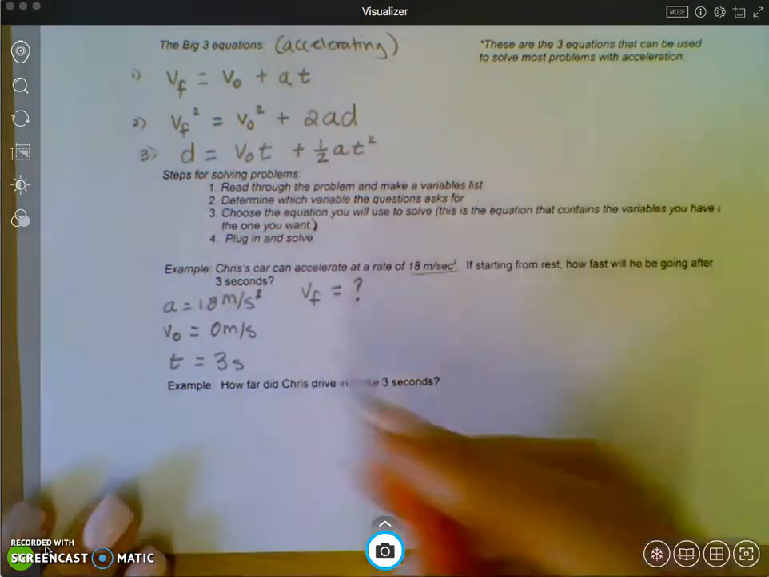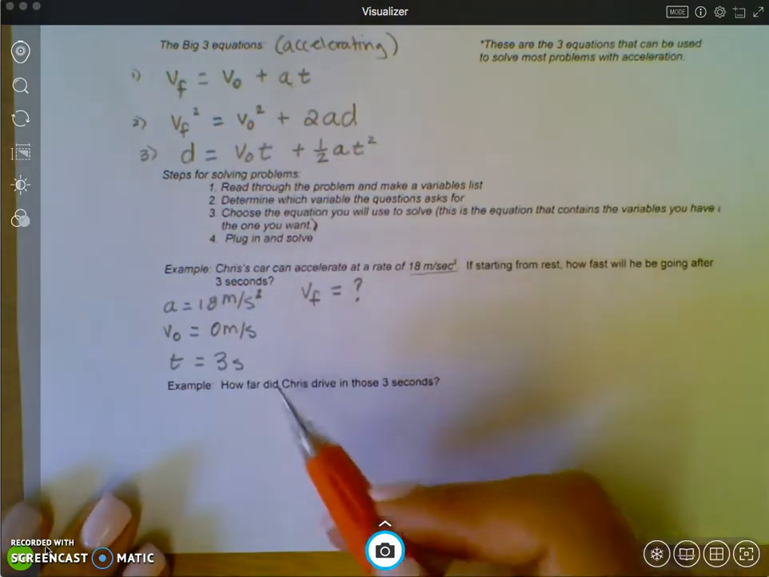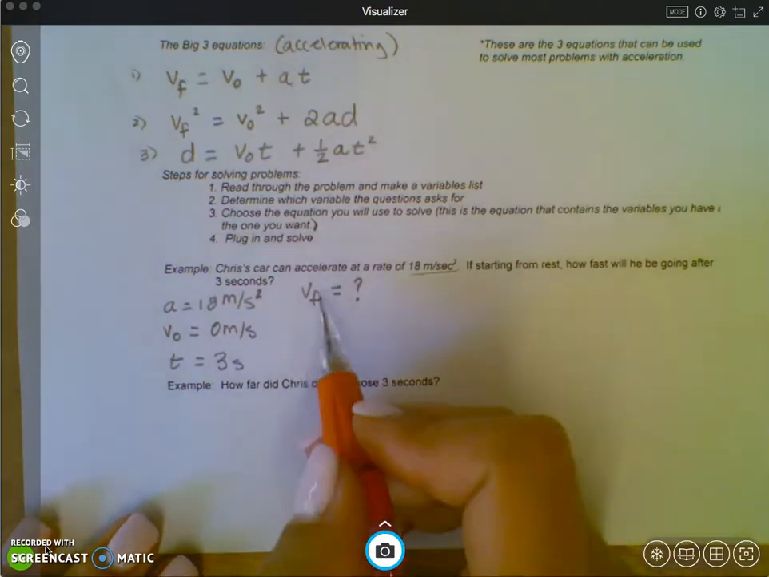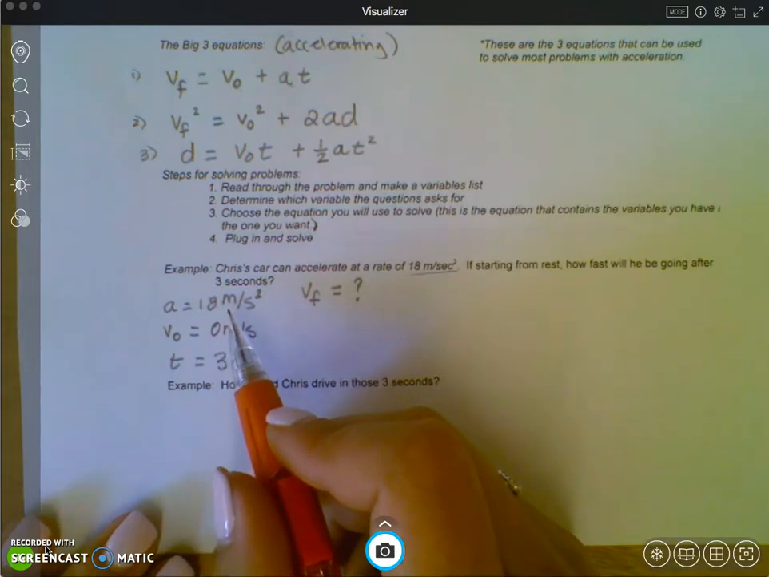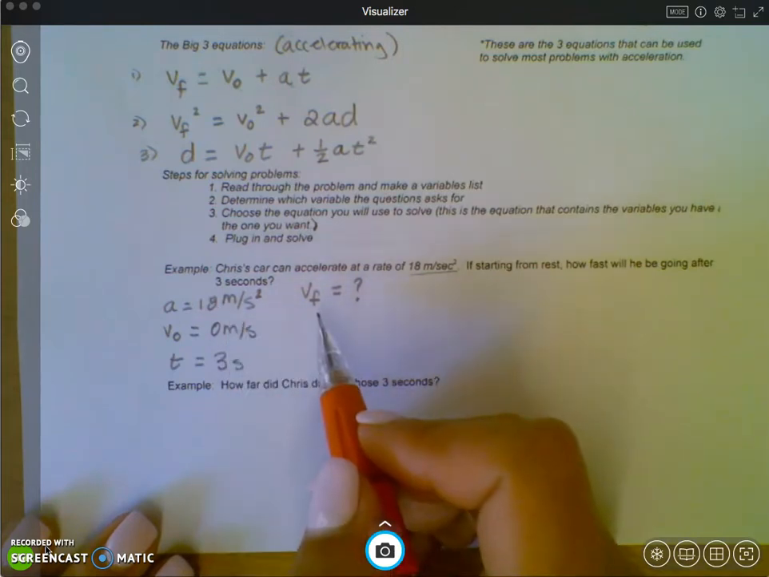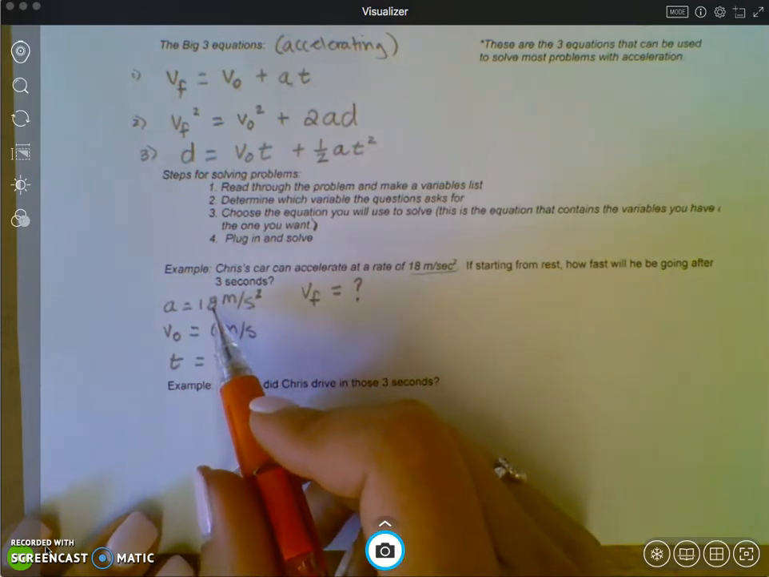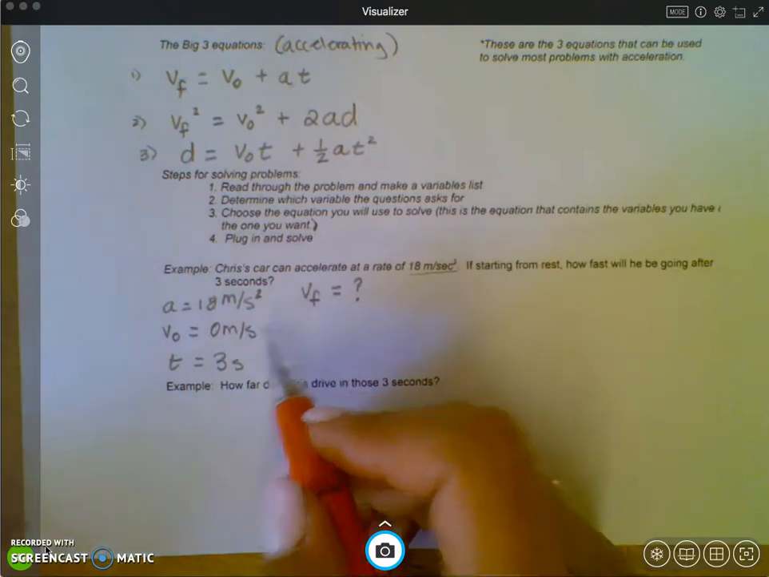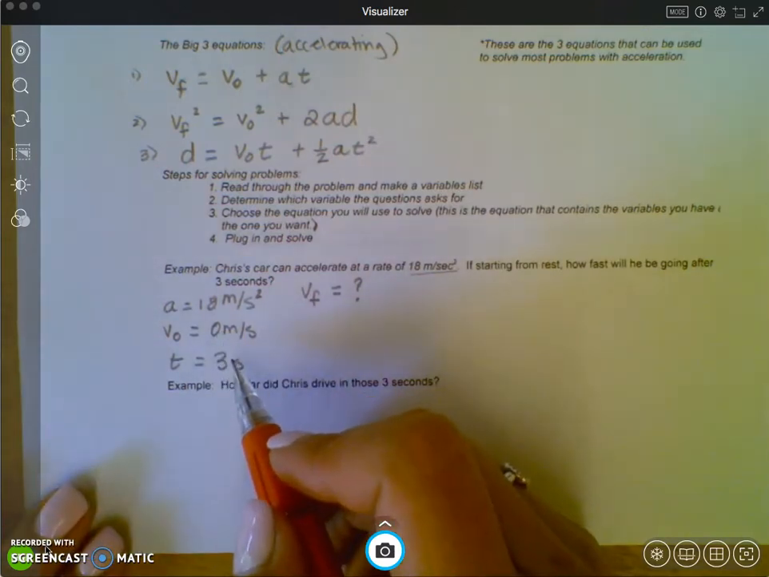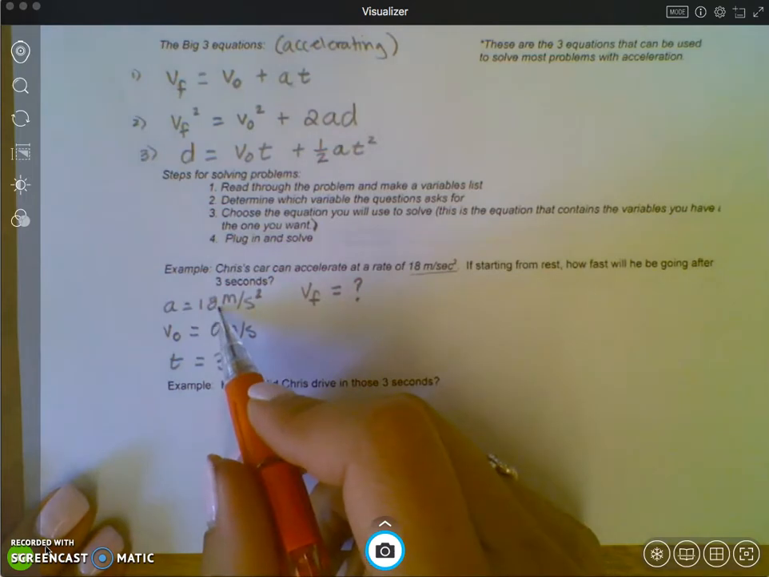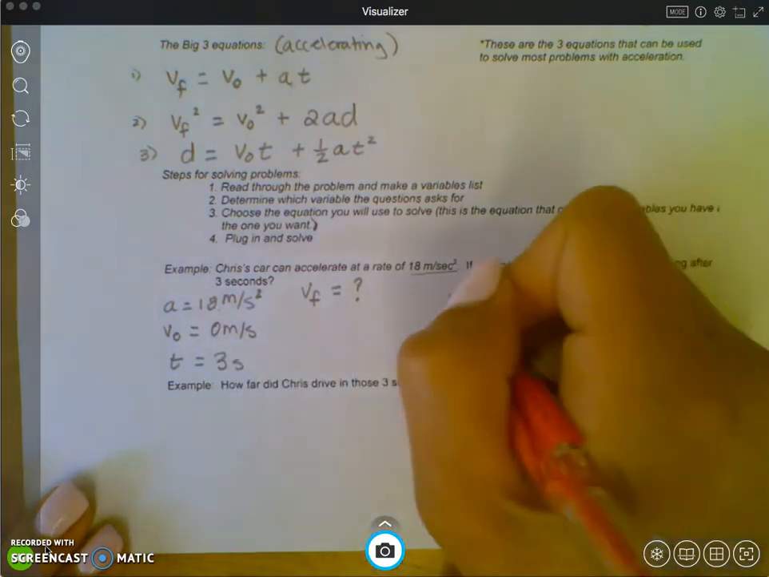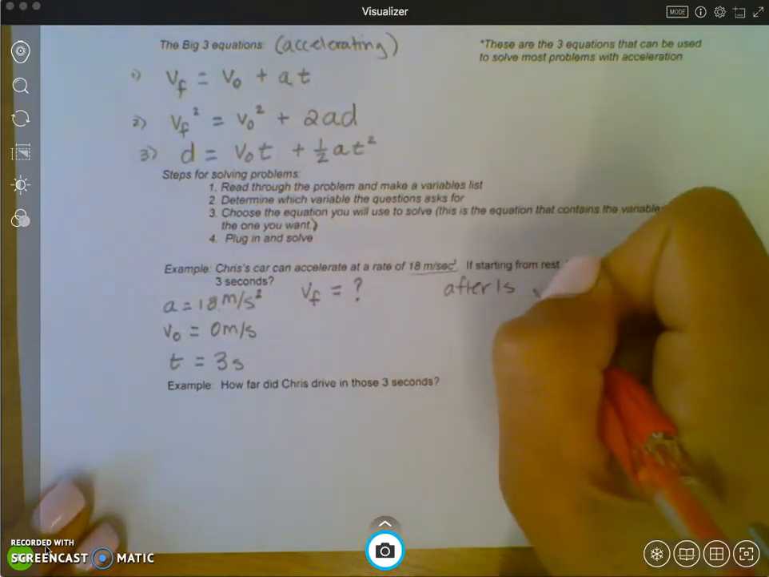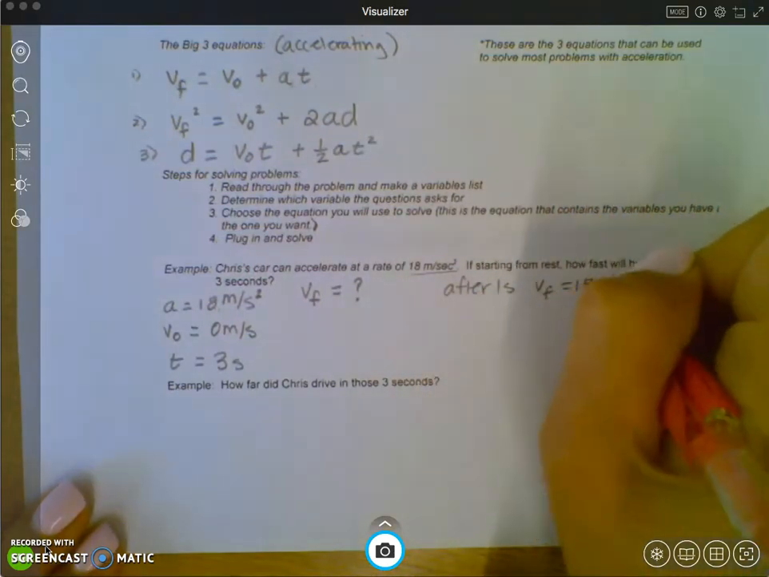Now, before we plug into an equation, I want you guys to think about what acceleration really is here. Acceleration is the number of meters per second that we are increasing or decreasing per second. So our acceleration, 18 meters per second every second. If we start from 0 and we go for 1 second, if you're increasing 18 meters per second every second from 0 meters per second, then after 1 second, you will be going 18 meters per second, right? So after 1 second, your final velocity would be 18 meters per second.